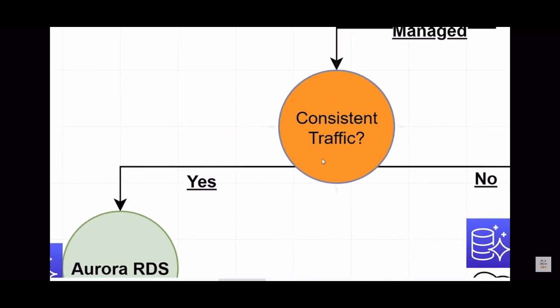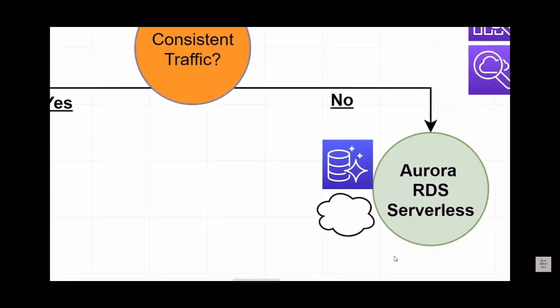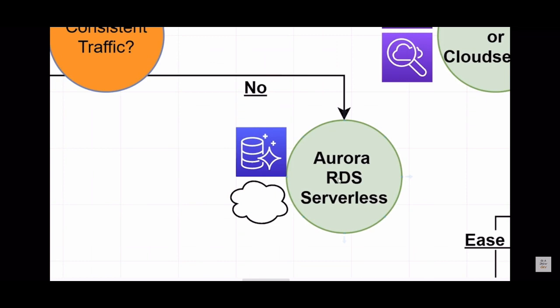And if you're not getting consistent traffic, so if the answer is no, then I would say go with Aurora RDS Serverless. The reason I say this is that you're going to get all the advantages of the normal Aurora RDS, but you're going to have serverless in the sense that you're not going to have to pay for uptime when you're not using the machine. This is especially great for bursty traffic because you don't necessarily know when your traffic is going to come in.